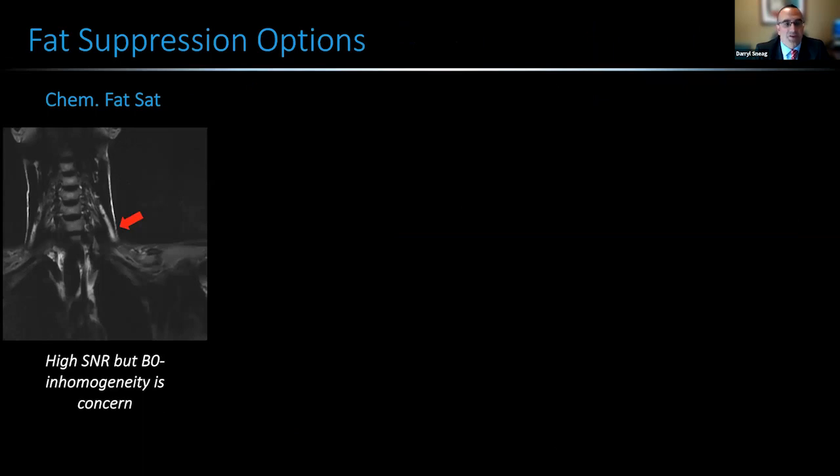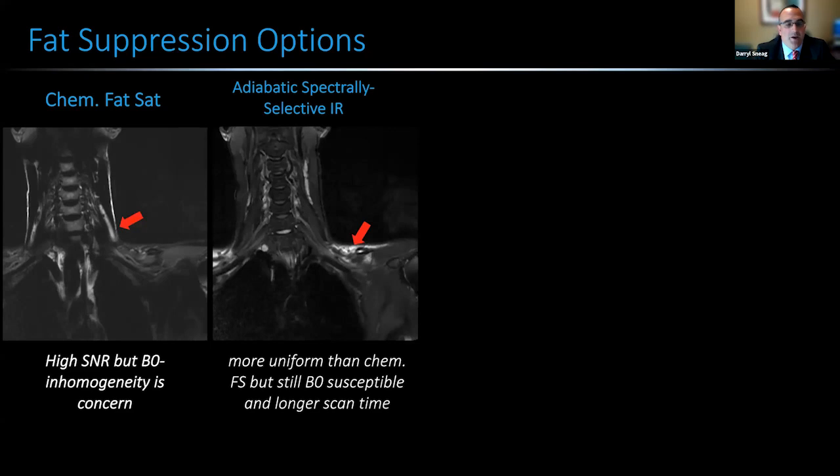In terms of fat suppression, these are the most common types of fat suppression options used in musculoskeletal imaging and in MR neurography in particular. The first is chemical fat saturation. This provides very high SNR, but B0 inhomogeneity, particularly around the area of the neck, is a concern. And here we see no fat suppression. Another type of fat suppression is an adiabatic spectrally selective inversion recovery pulse. This provides more uniform homogeneity than chemical fat suppression, but it's still B0 susceptible and involves a longer scan time.